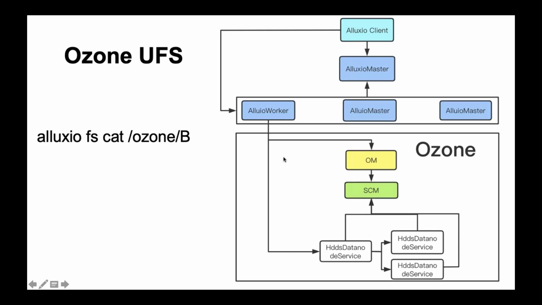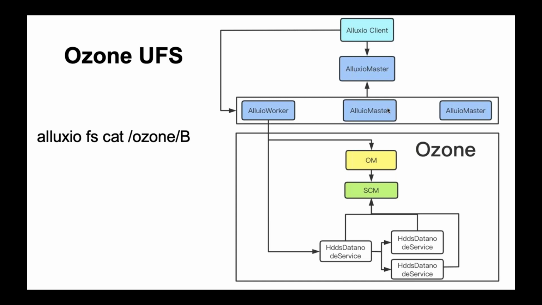Now Ozone can be an under file system of Alluxio after my pull request, so that we can mount Ozone to Alluxio. The Alluxio client can access Ozone through the Alluxio master and worker. The most important motivation to do this work is that Alluxio can keep the file system semantic metadata for Ozone. This is the main motivation.